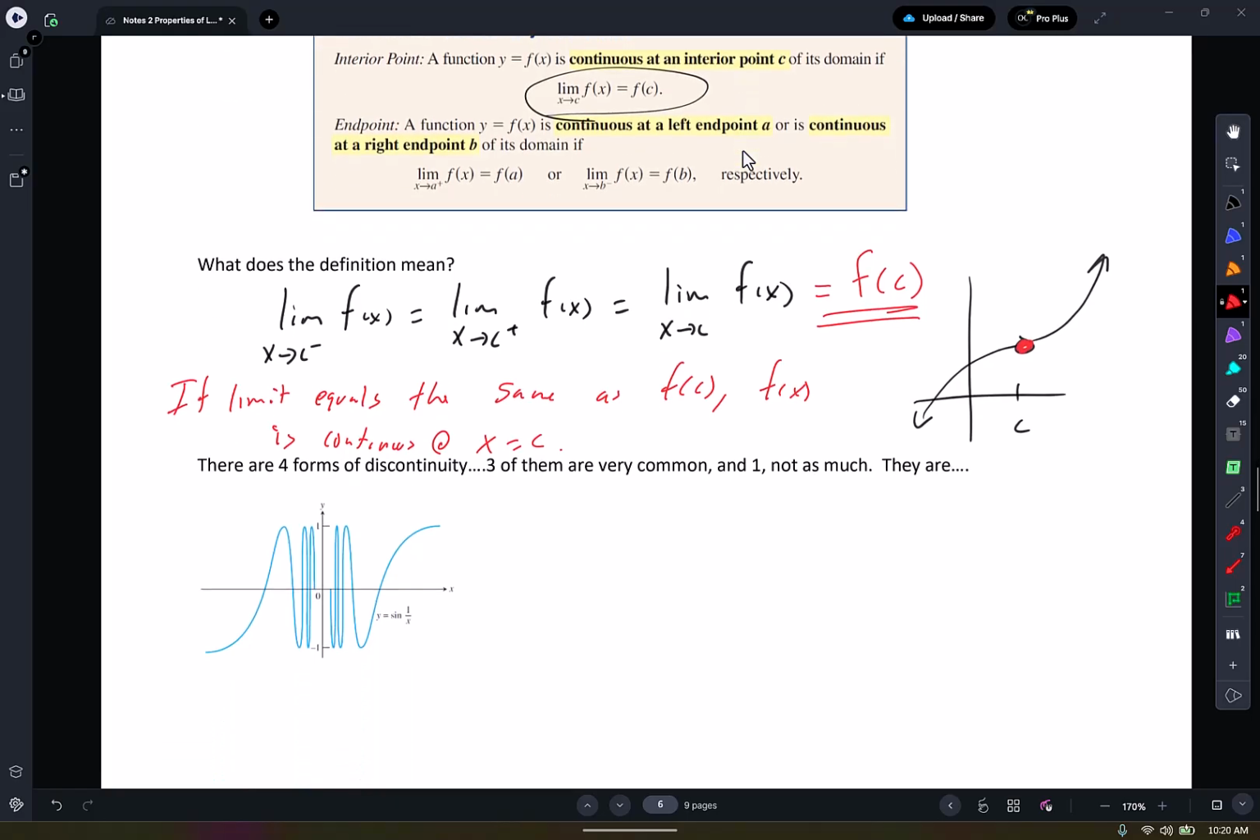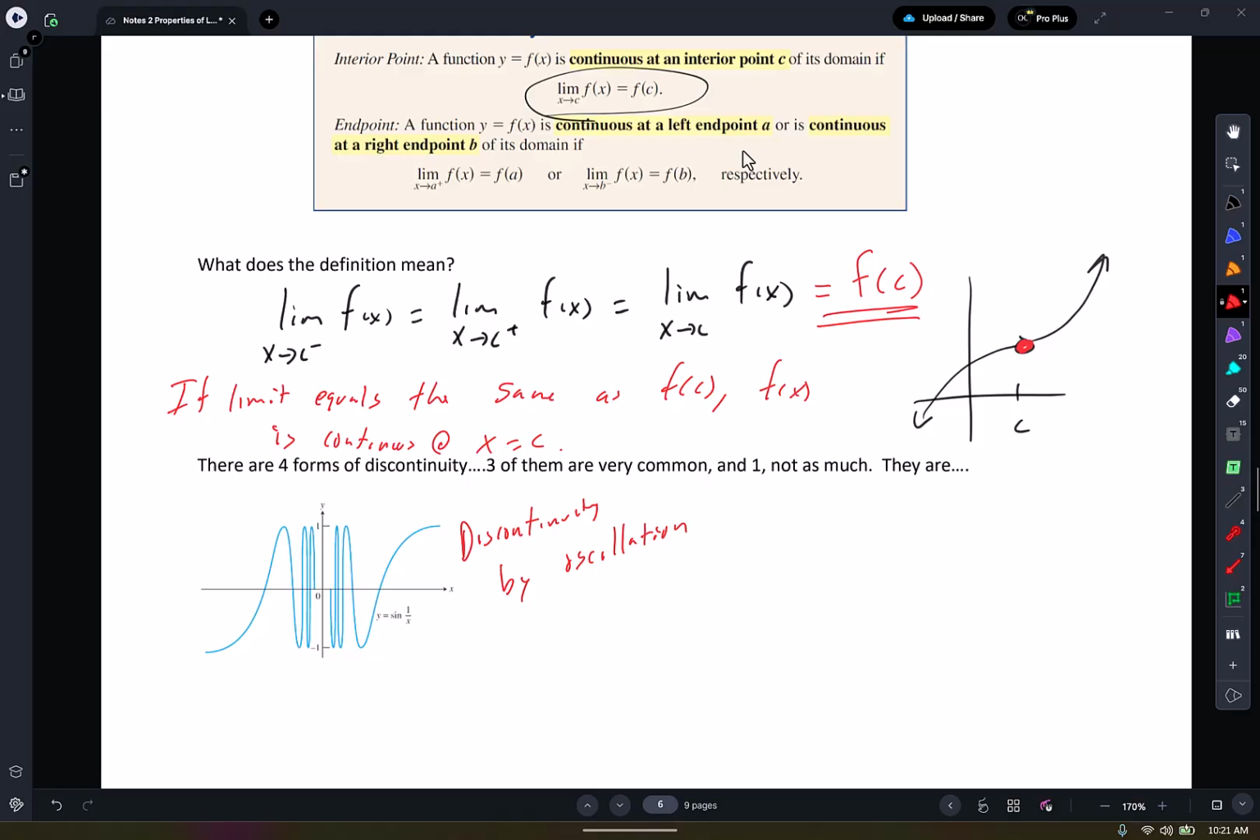There are three, well, it says four here, I guess the oscillation ones. There are three very common forms of discontinuity. This one is not as common. I mean, it still happens, especially when you do engineering and there's a lot of noise and you have to try to filter that noise out. This is called discontinuity by oscillation.